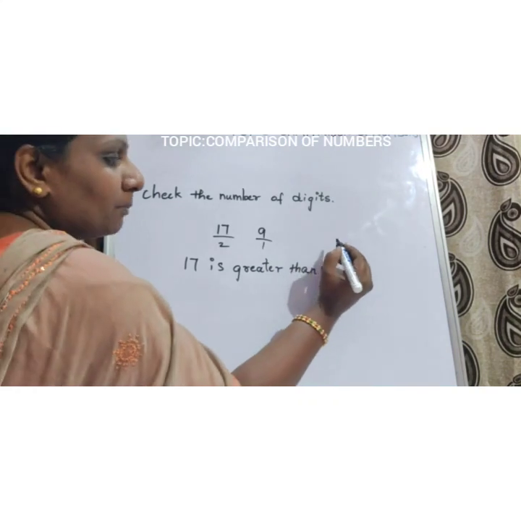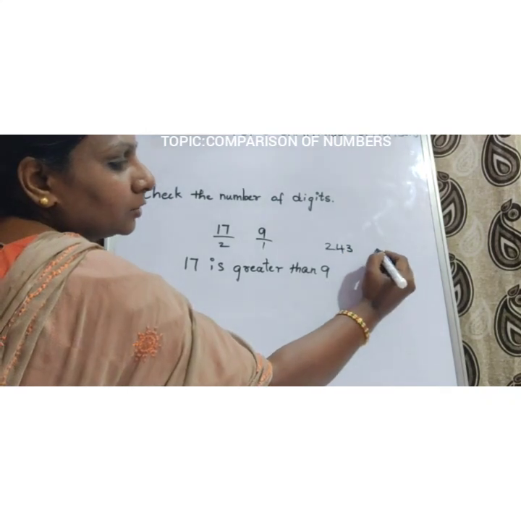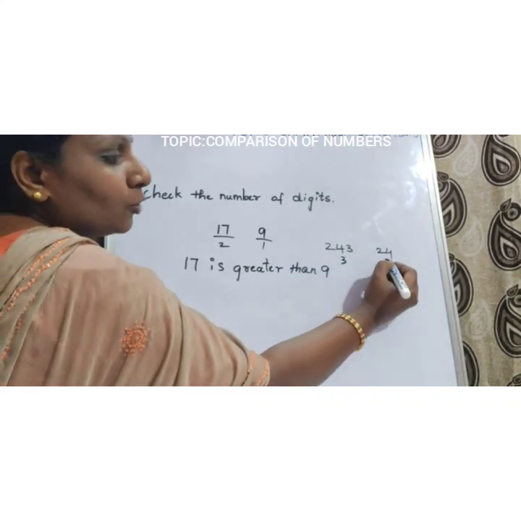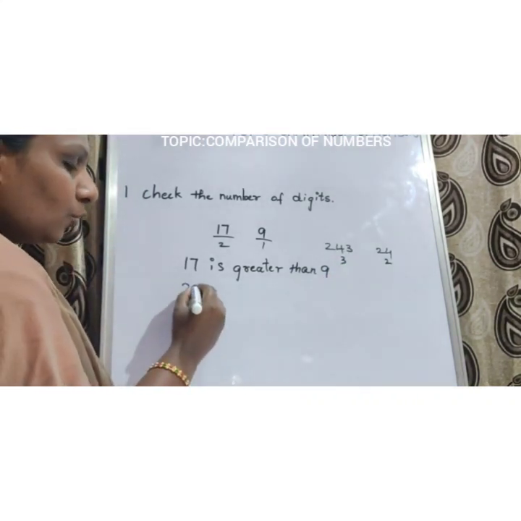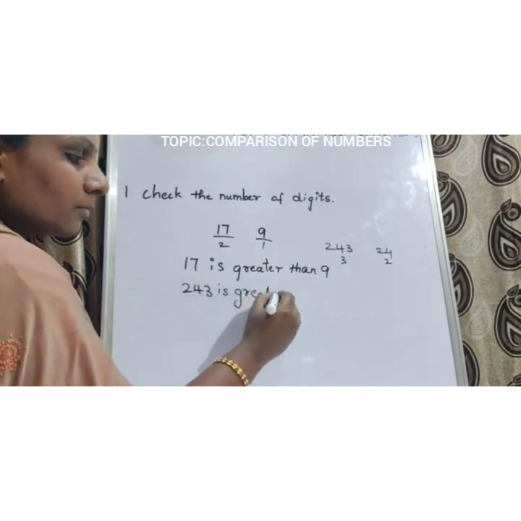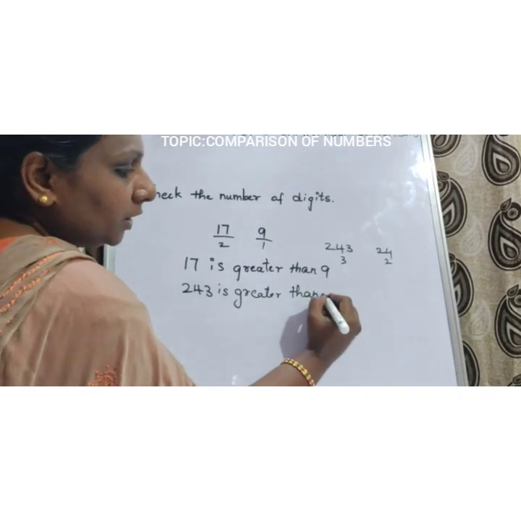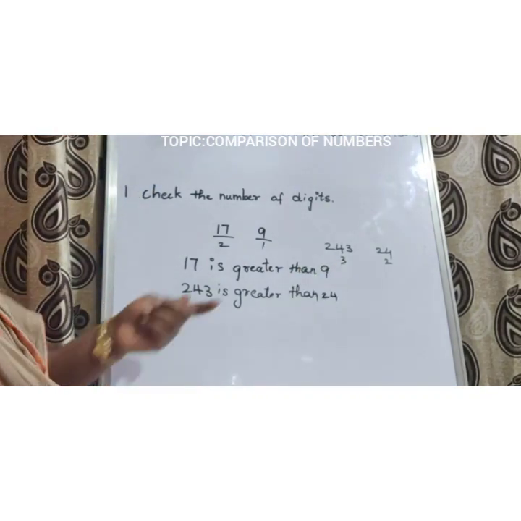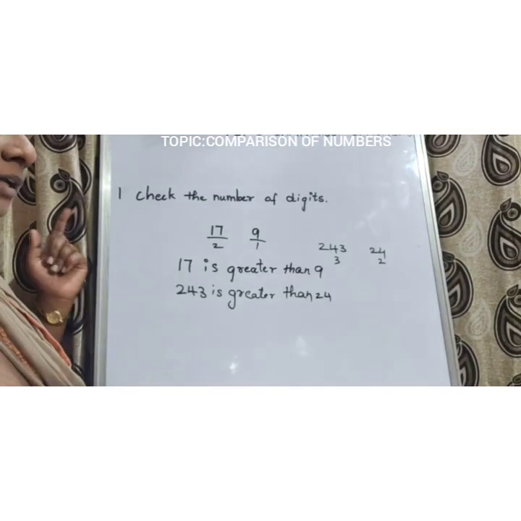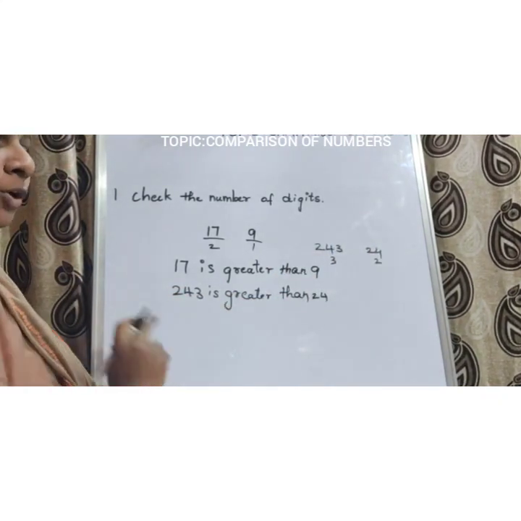We will take another example, 243 and 24. Here 243 is a 3-digit number and 24 is a 2-digit number. So 243 is greater than 24. So always the number with more digits is greater than the number with fewer digits. Keep that point in your mind.